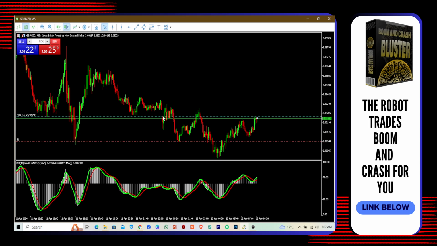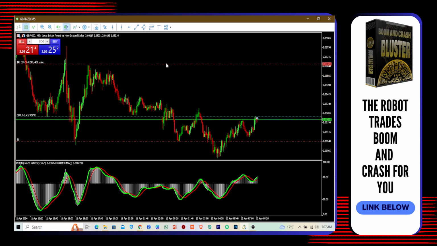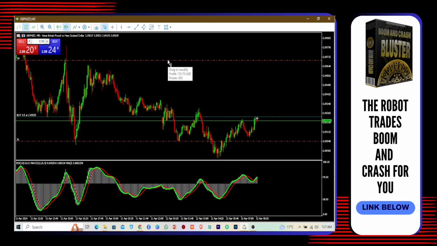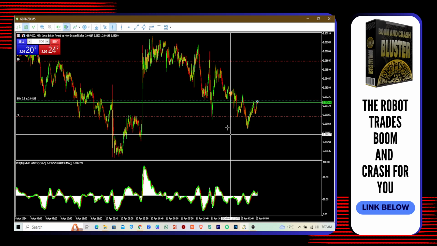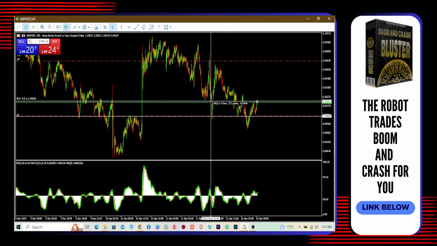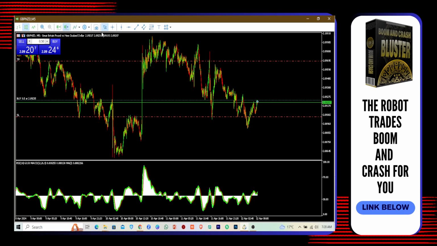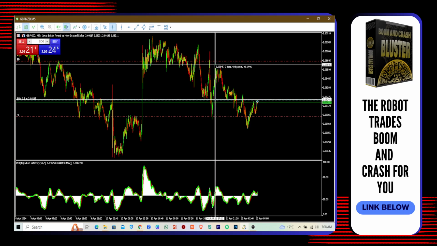My stop loss is below this zone. Of course, I always put a stop loss. Take profit, so it's like 2 to 1. I'm just going to measure this and make sure that it's correct. So 176 points by 2. Okay, that is okay.